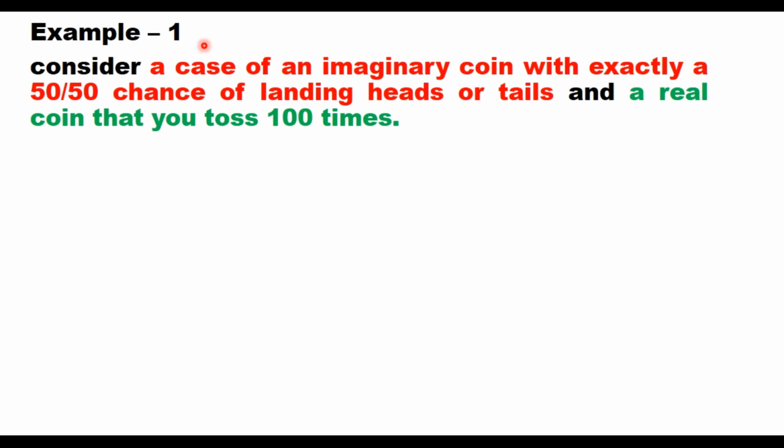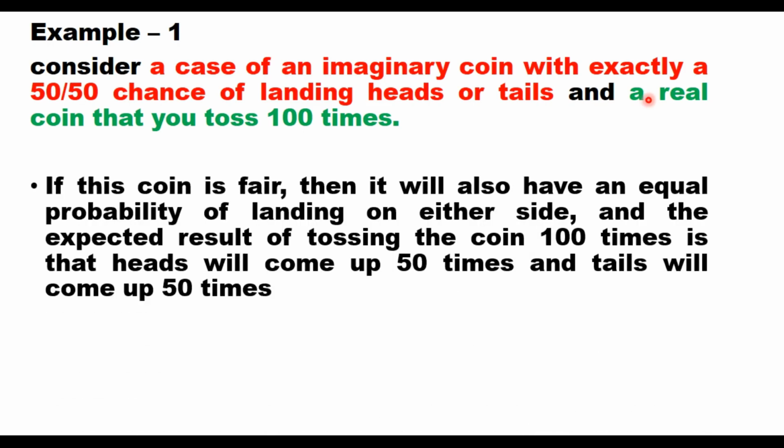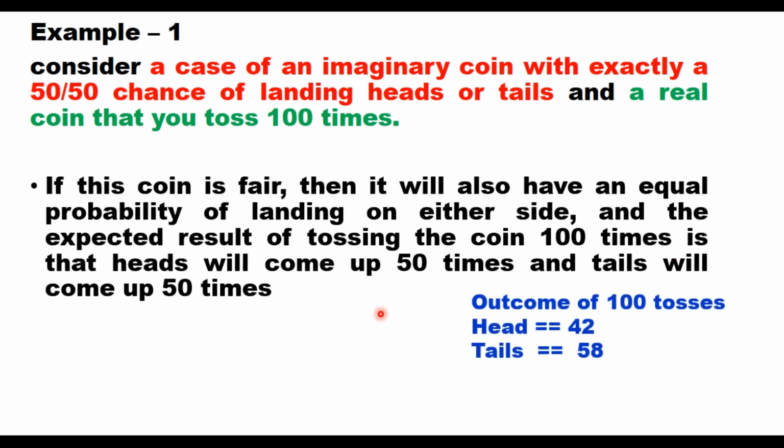The first example is that you consider a case of an imaginary coin with exactly a 50-50 chance of landing heads or tails, and a real coin that you toss 100 times. So there will be a difference between the imaginary coin and the real coin. If the coin is fair, then it will have an equal probability of landing on either side. The expected result of tossing the coin 100 times is that heads will come up 50 times and tails will also come up 50 times. That is the situation you expect from tossing a coin. But actually, when you toss a coin 100 times, the result is like this: heads 42 times and tails 58 times. Now the question is whether this coin is fair enough to believe that it has equal probability of landing on heads or on tails.